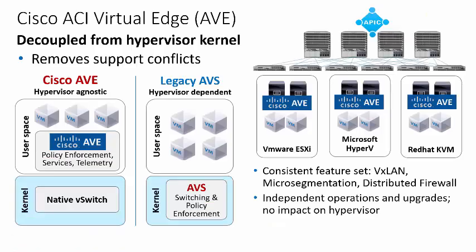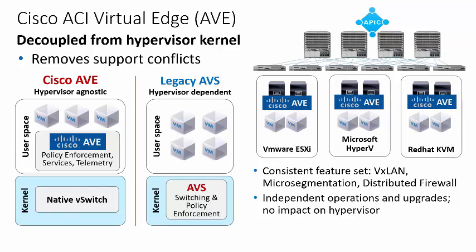So here we're going to start to go a little bit faster. The Cisco ACI Virtual Edge is decoupled from the hypervisor kernel. It lives in user space because, as we know, with VMware as of 6.0, they closed off the kernel, so you're not going to have in-kernel support. So this lives in user space. It's a VIB file that gets updated. So you've got the Cisco AVE, which is hypervisor agnostic, or the legacy AVS, which is hypervisor dependent. Both live in user space. The kernel still uses the native vSwitch, and under the kernel the legacy AVS uses switching and policy enforcement.